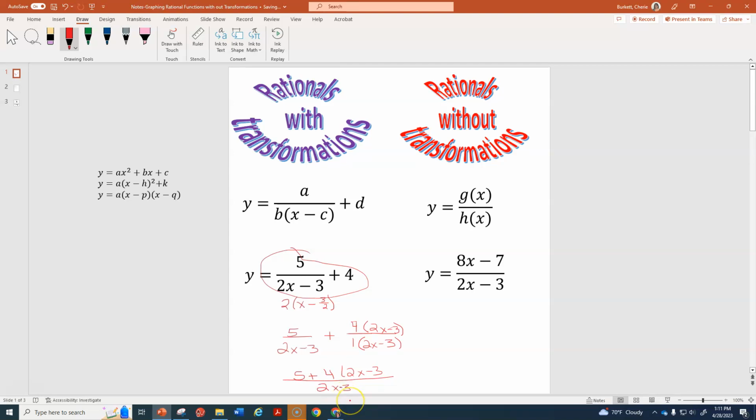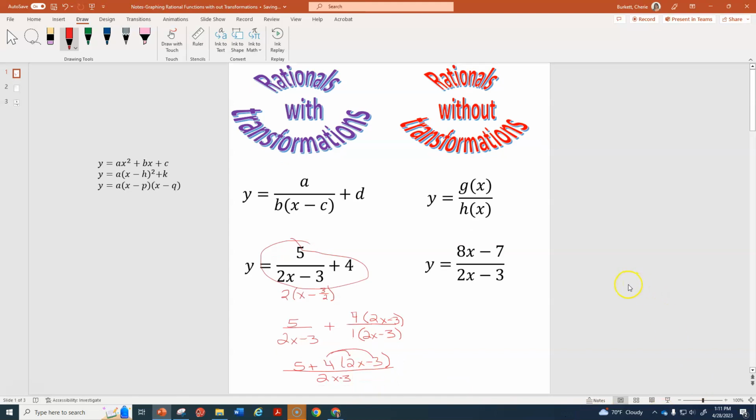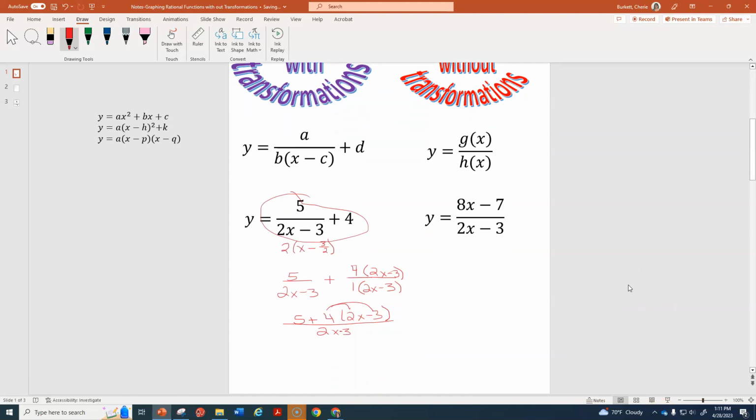I can do more to that numerator. I keep forgetting that. I can simplify this numerator by distributing the 4. So I am going to distribute the 4, and that makes me have 5 plus 4 times 2x is 8x, and 4 times negative 3 is negative 12, and on bottom I have 2x minus 3. One more case of simplifying because I can. I'm going to put the 5 and the negative 12 together. Those are both constants, and 5 and negative 12 go together to make negative 7. And this problem matches this problem.